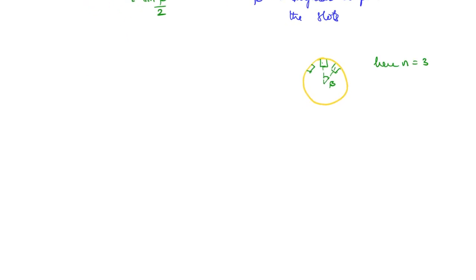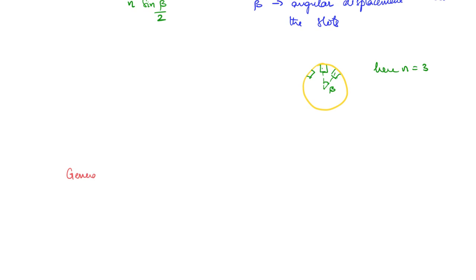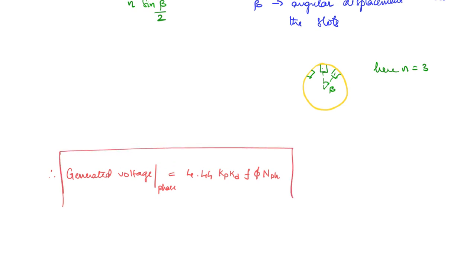So now we can write the generated voltage including this pitch factor and the distribution factor. This is given by 4.44 Kp into Kd into F phi into N phase. This is the generated voltage per phase. If you have to take the line voltage, in case of a delta winding it will be the same. Phase voltage will be equal to the line voltage. If it is a star connected winding, then you will have to multiply by √3 to get the line voltage. So this is the expression for the generated voltage per phase in a synchronous generator.